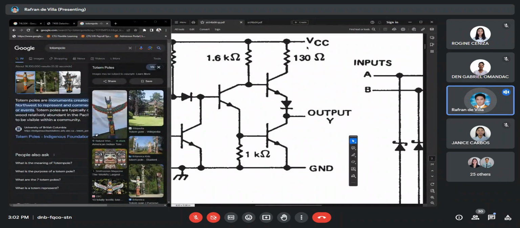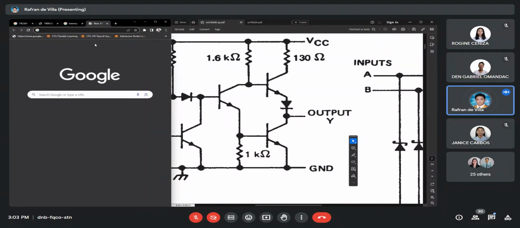So when it generates a high signal, this one opens, this one closes, allowing VCC to flow to the resistor, then to the collector junction, then to the diode, then to the output. When it generates a low signal, all it does is open this BJT and the one below closes, allowing current to flow to the ground. Okay? So that is the totem pole output, guys.